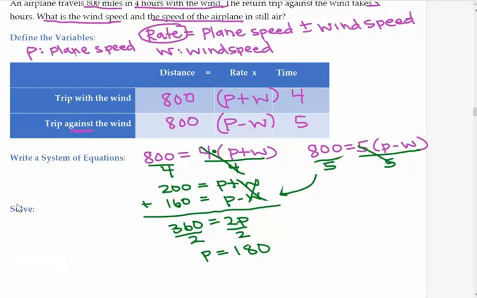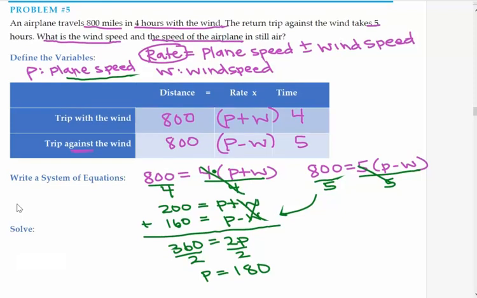All right, P is the plane speed. What am I dealing with up here? Well, I've got miles, all right, and I've got hours. So this is, yeah, so 180 miles per hour. So on some of the story problems, it might be kilometers per hour or something like that. So make sure you have that unit on there. And this is the plane speed.